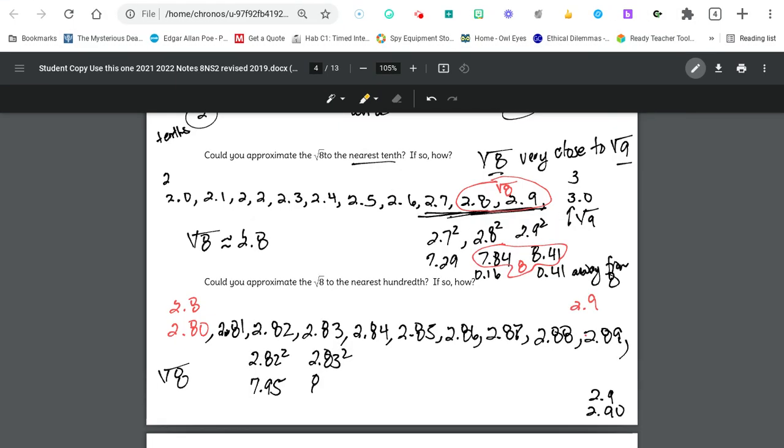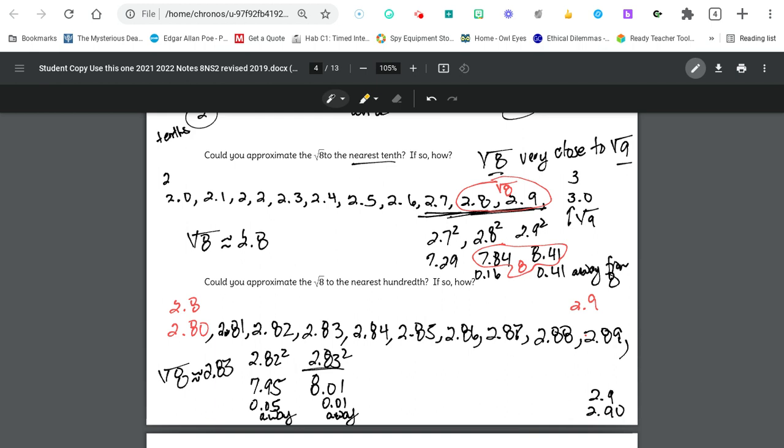Okay, so 8.01. Well, this is like 5 cents away from 8, and this is only 1 cent away from 8. So I can tell you already that 2 and 83 hundredths is going to be my best approximation to the nearest hundredth, okay? And that's how you check it.